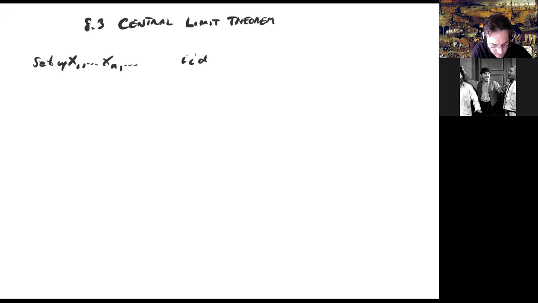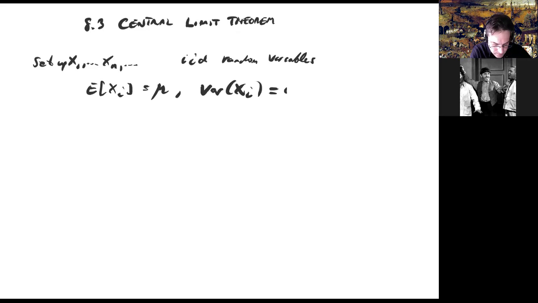IID random variables. Remember that IID means independent, pairwise independent, independent random variables, and they are identically distributed. So that means they have the same, in particular, the same expected value. Let's say the expected value is called mu, and the same variance.